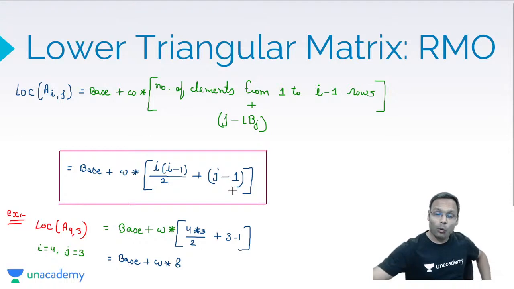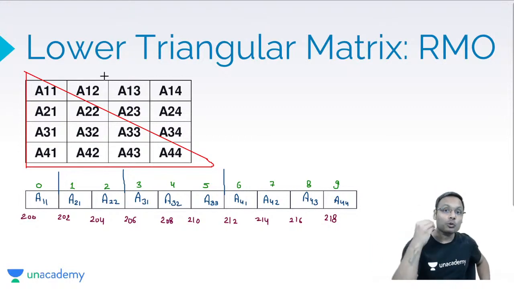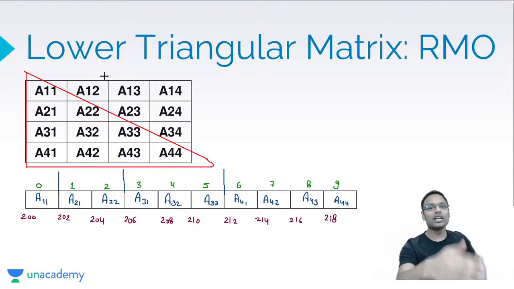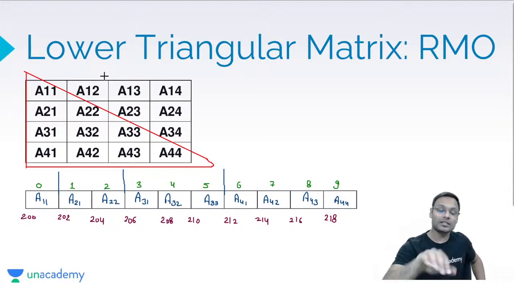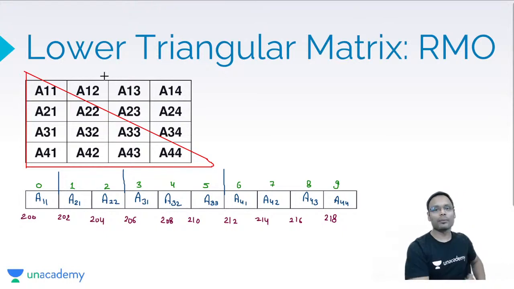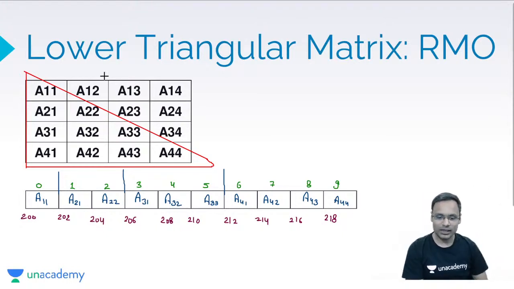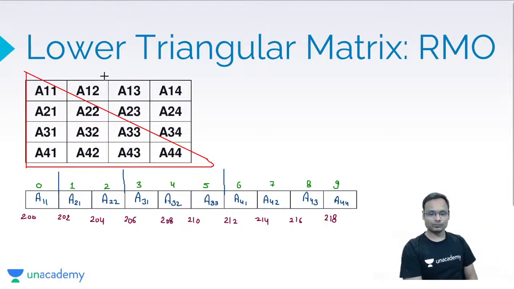Right, so right now I have taken the lower bound of row and column as 1, so that you can understand the concept. Once you understand the concept, you can apply it for any lower bound. Whichever lower bound you have, you can apply the concept easily and get the answer. I hope that's clear to you guys.